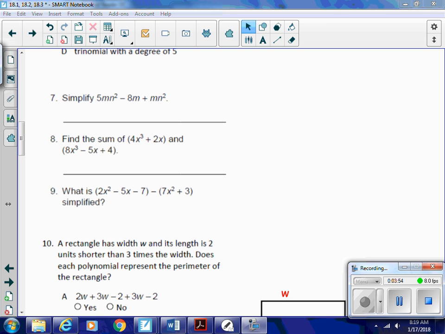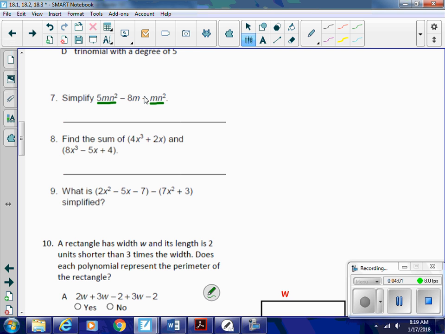On number 7, we're going to simplify the expression, and I see I have like terms here. Remember, for something to be a like term, the base has to be the same and the exponents. There's an understood 1, so they combine to be 6mn to the 2nd power minus 8m.